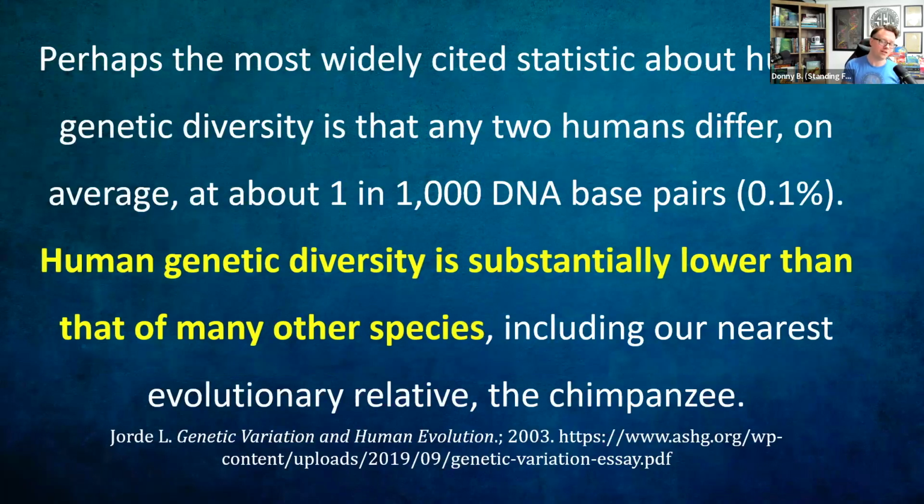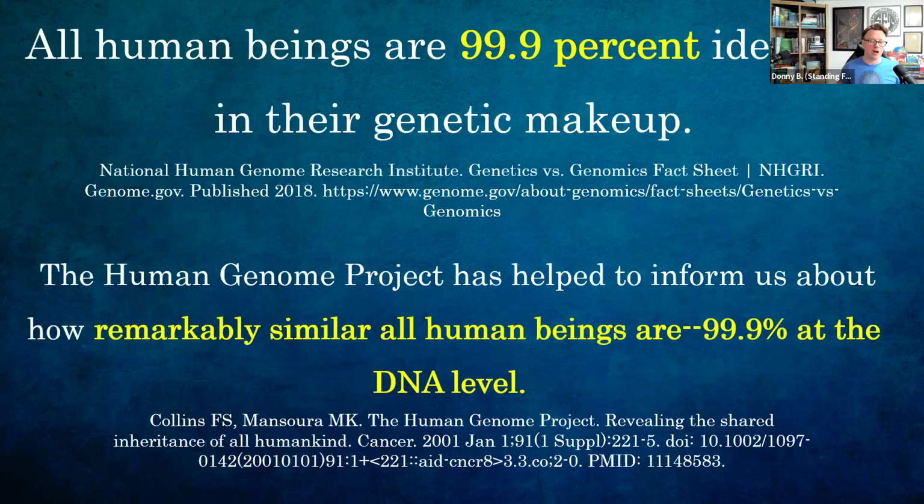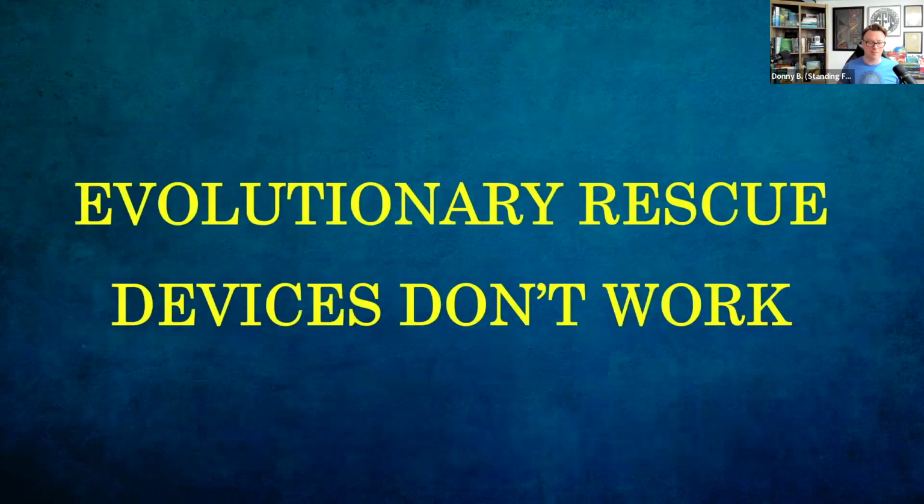Well, amazingly, this is right from the conventional literature. We've discussed that humans have very low genetic diversity. Notice this. Human genetic diversity is substantially lower than that of other species. Any two human beings are 99.99% identical. Any two people, me or someone in the auditorium, me and Matt, 99.99% the same, not different at all. All human beings are 99.9% identical in their genetic makeup.